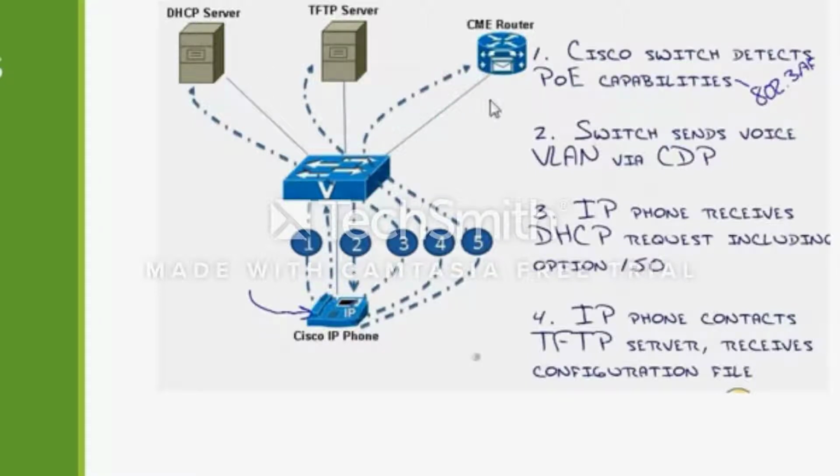So basically what is going to happen is the Cisco switch will detect the PoE capabilities. This capability, power over Ethernet, means that the electricity is coming over from this device, instead of a regular electricity cable connected to the power source. This kind of device has PoE capabilities called 802.3af.